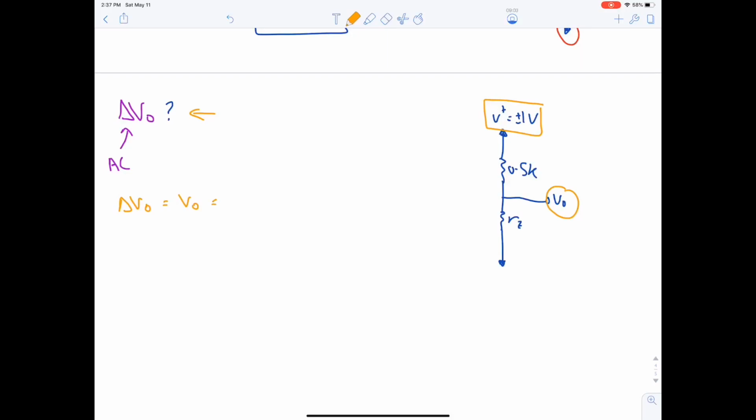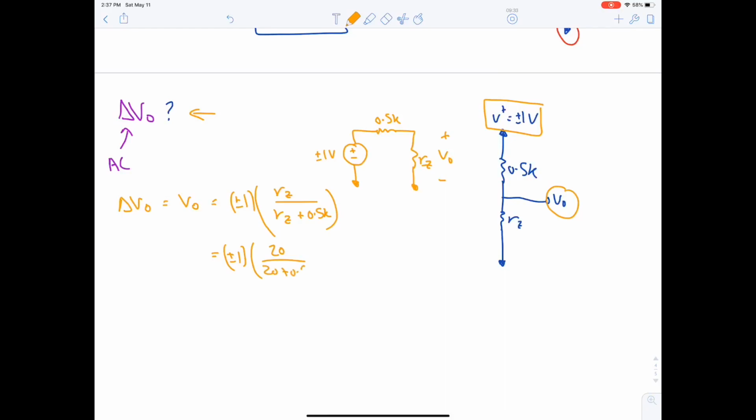We can actually do voltage division. If you change the design of this circuit to the following, then you will see it as this. So how can you find V naught in this design? It's actually voltage division. So it's plus minus 1 multiplied by Rz divided by Rz plus 0.5k. Okay, this will give us 38.5 millivolt. Now this is delta V naught.